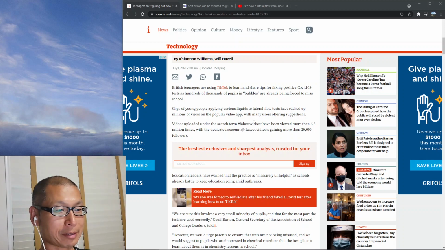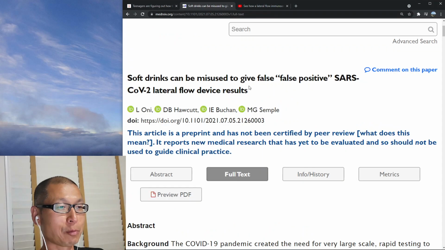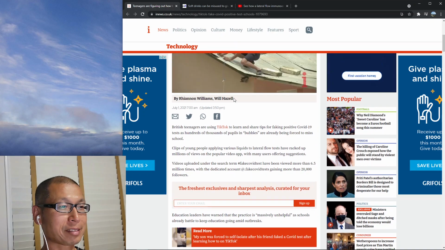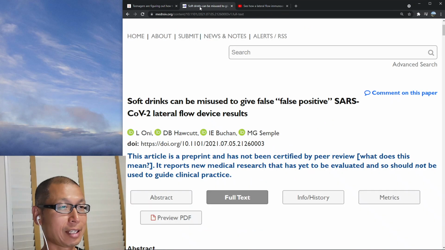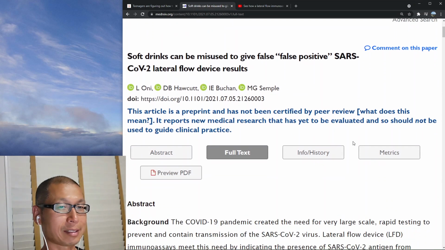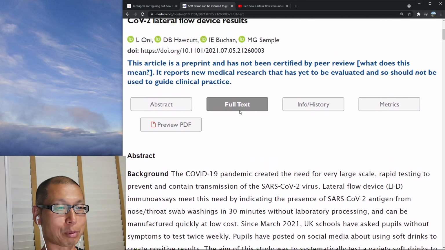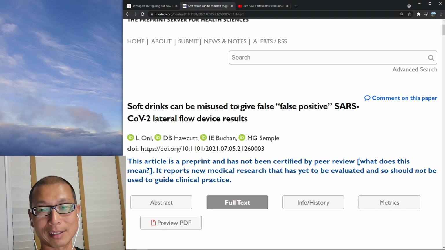But this made me curious as to see why this is happening. How can you fake these tests using soda? So someone, and I have to commend these people who work at some children's hospital in the UK for doing this, because this came out on July 1st, and within 4 days they had done a quick study and published a preprint. Now, admittedly, this study is very easy to do.